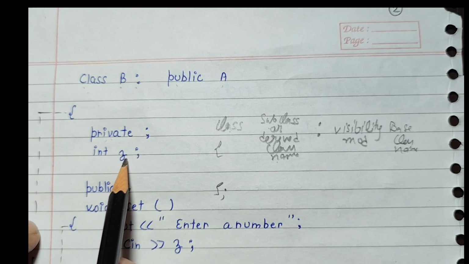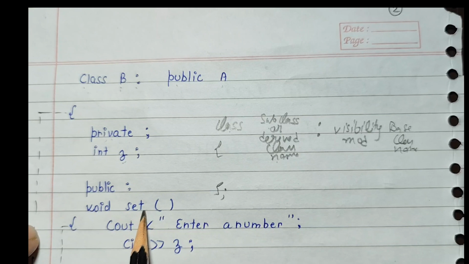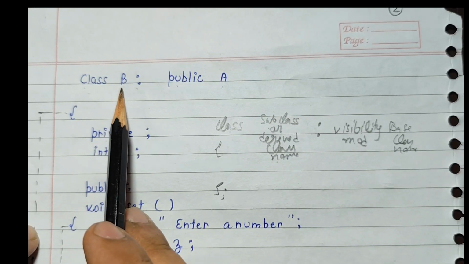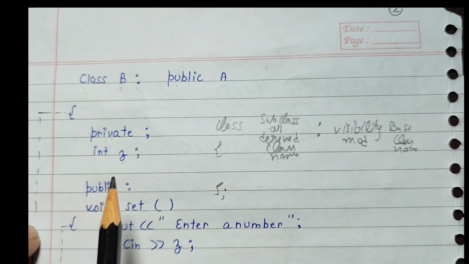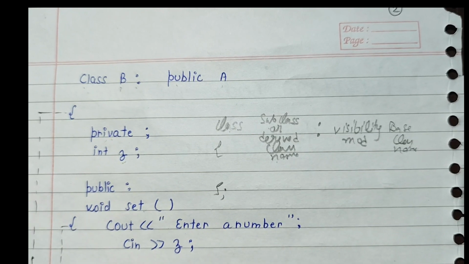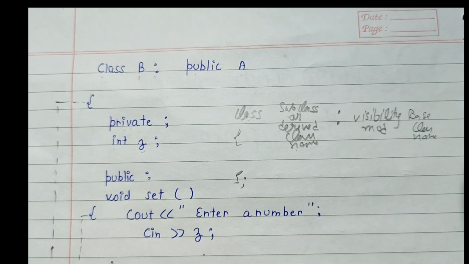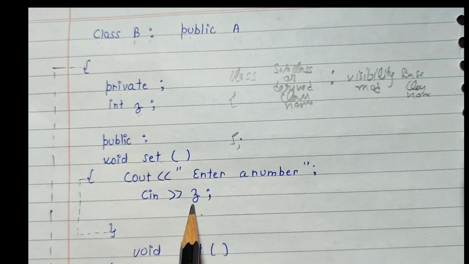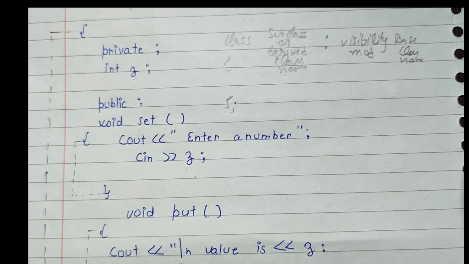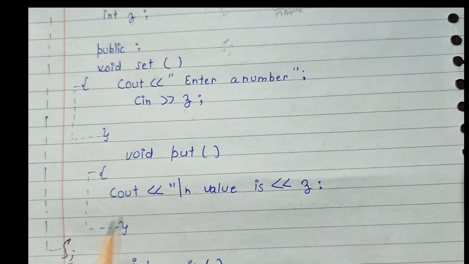Now z is the private data member of class B, and void set is a member function of the derived class. The thing is, by implementing the inheritance, the member functions of class A are also shifted to class B, because by performing the inheritance, the base class properties are transferred to the derived class. Using the set function I enter the value in the z variable, using the put function I display the value of the z variable, and then the derived class is terminated here.